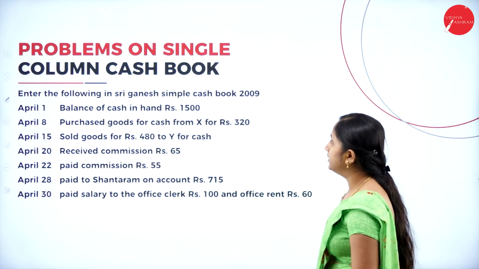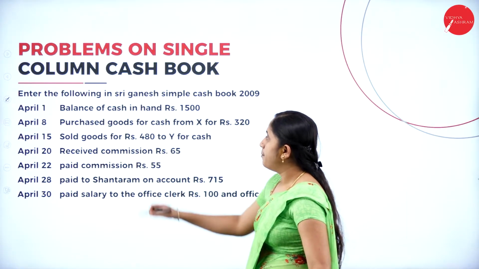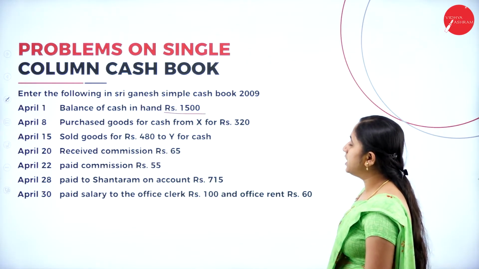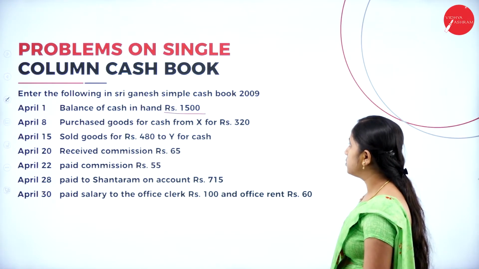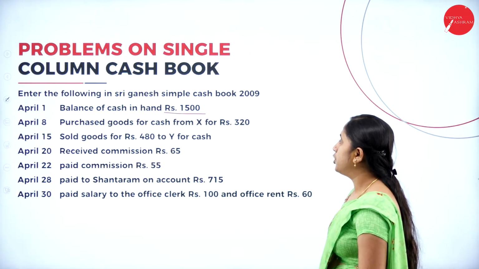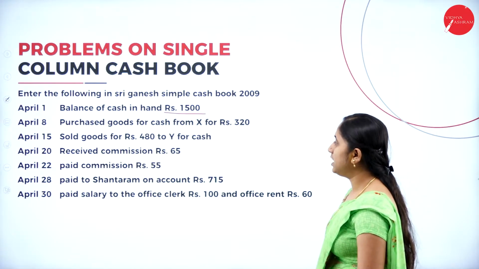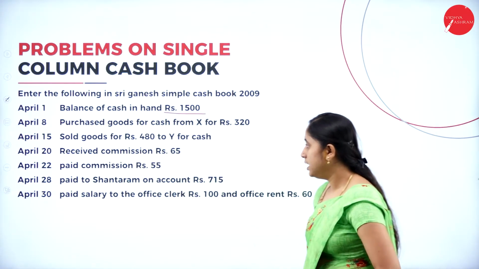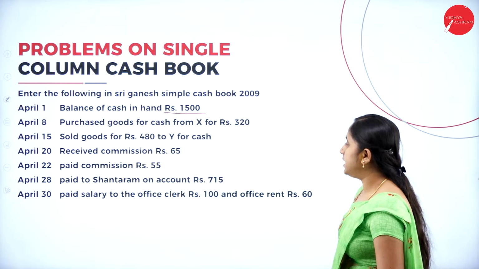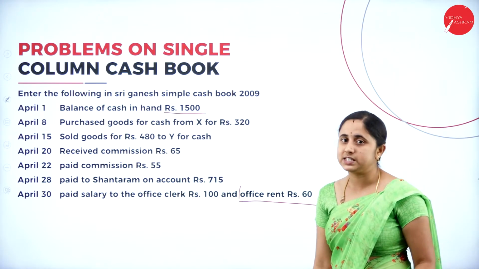Enter the following in Sri Ganesh Simple Cash Book 2009. April 1st, balance of cash in hand rupees 1500. April 8th, purchase goods for cash from X rupees 320. April 15th, sold goods for rupees 480 to Y for cash. Received commission 65, paid commission 55 and paid to Shantaram on account rupees 715. Paid salary to the office clerk 100 and paid rent rupees 60.